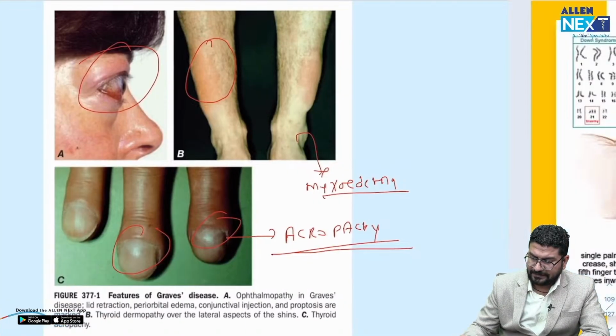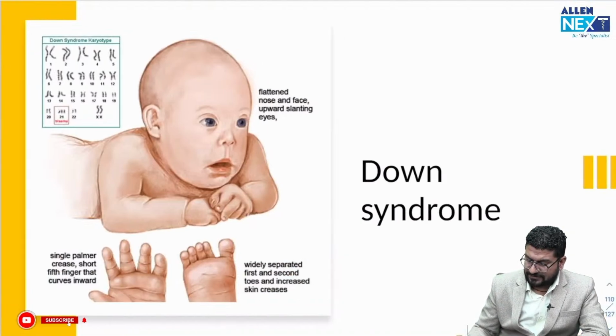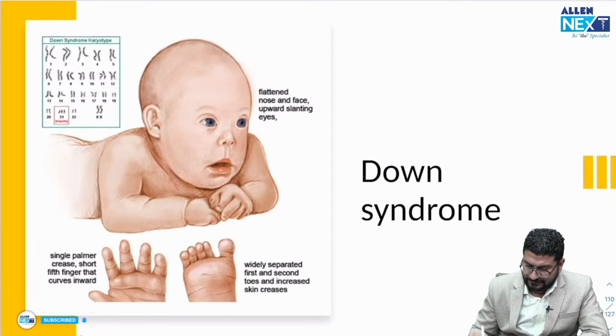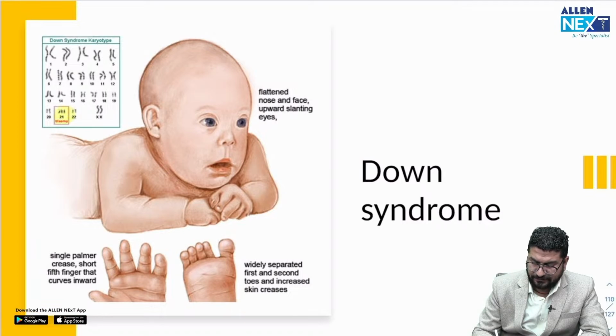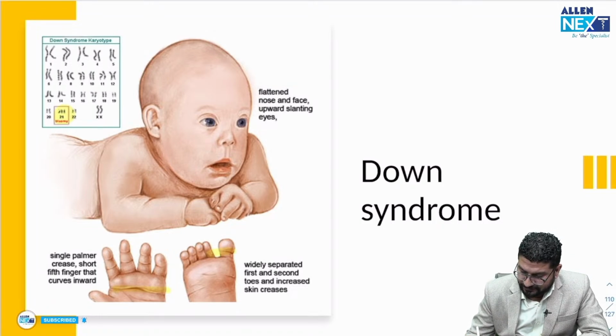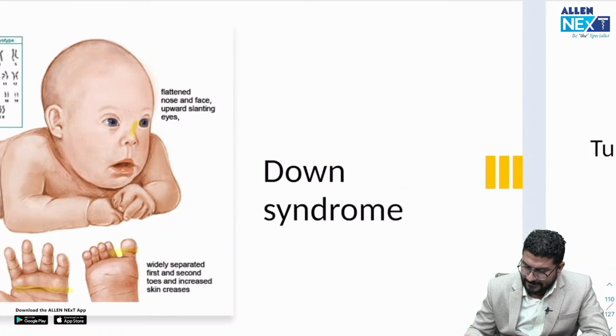And this is like ophthalmopathy. Okay, then some genetic part, they can ask you Down syndrome. You can see this karyotype, you will see trisomy 21. There will be a saddle toe, a gap between the toe and first toe. Then you can see a single palmar crease, right? And you can notice upward slanting eyes.